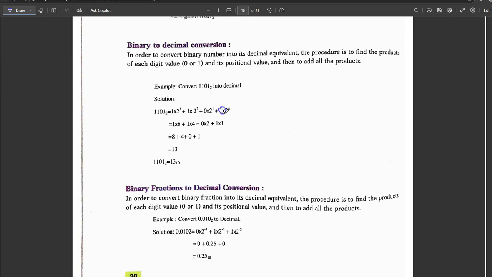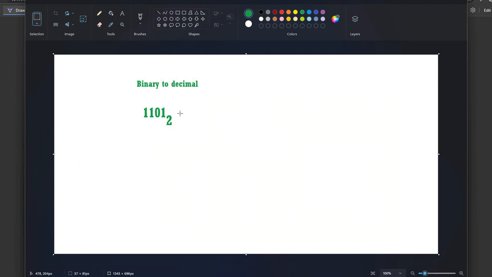We have to find the product of these digits with its positional value. This is the positional value, 2 to the power 0, 2 to the power 1. These are the positional values of the particular digit, right? 0, 1, 2, 0 plus 1 plus 2 plus 3 like this. Okay. So how will you calculate this then?